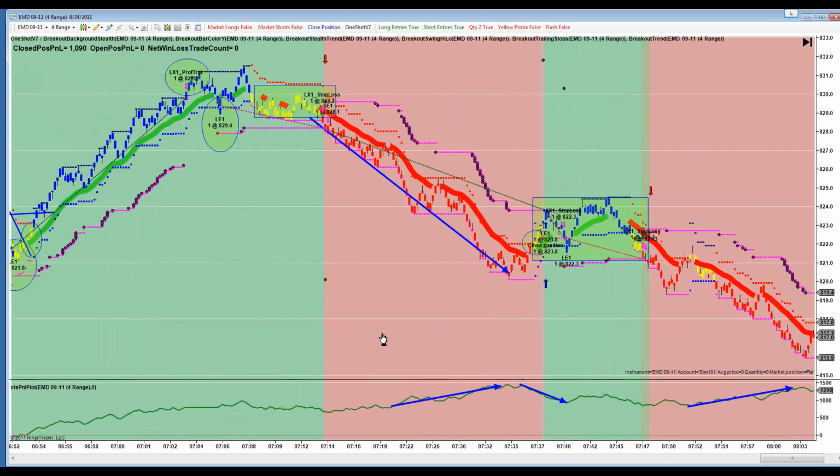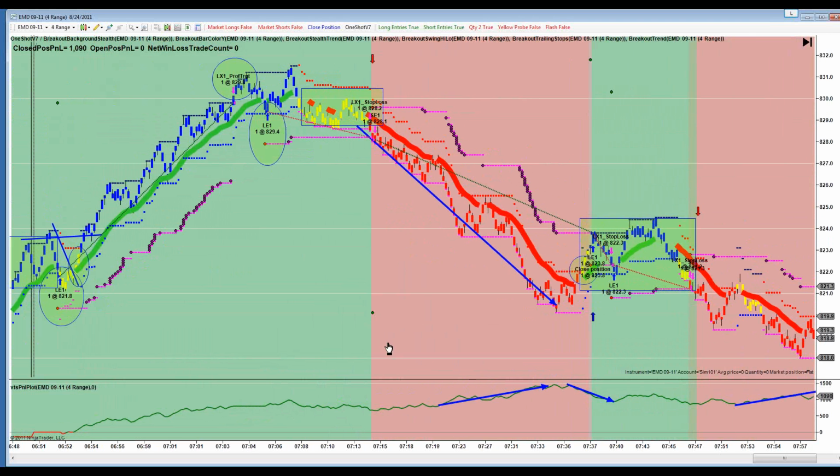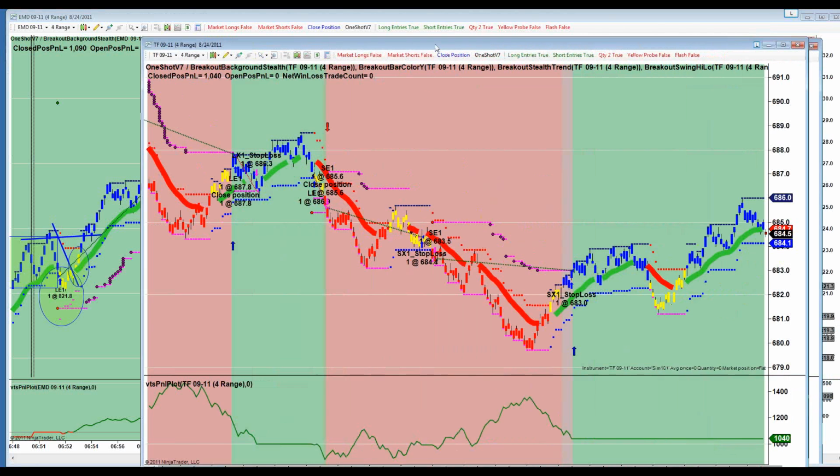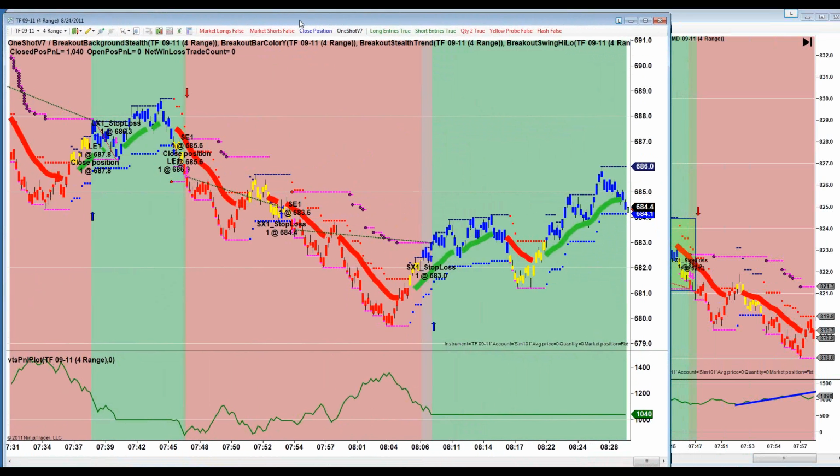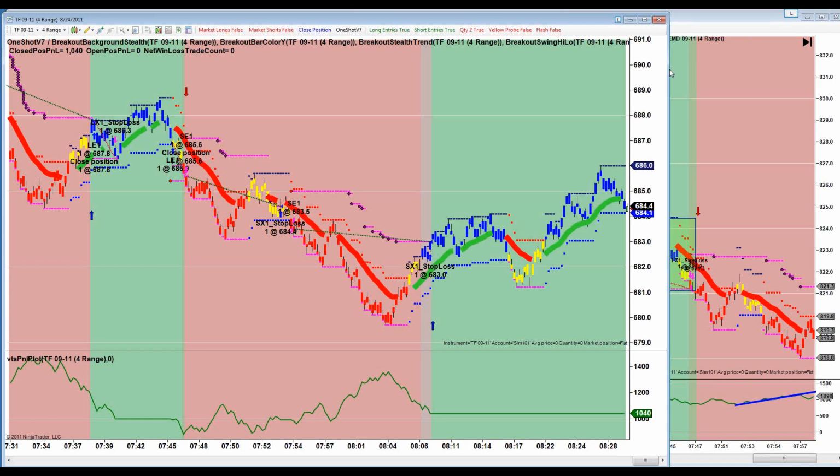I got a couple other charts to show here. Any questions on this? I've got like three or four other charts I'm going to drag over real quick. I'm not going to go through all those trades in detail like this. A lot of them look the same. Here's the Russell. Call this the Roosty TF. It's the Russell Futures.